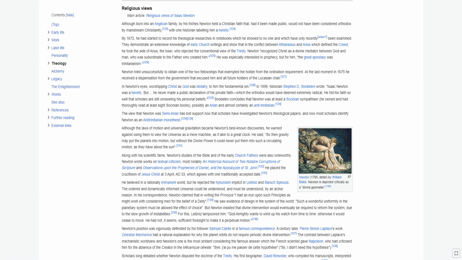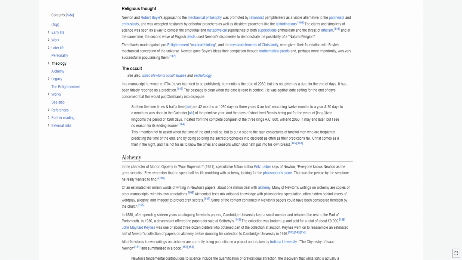Scholars long debated whether Newton disputed the doctrine of the Trinity. His first biographer, David Brewster, who compiled his manuscripts, interpreted Newton as questioning the veracity of some passages used to support the Trinity, but never denying the doctrine of the Trinity as such. In the 20th century, encrypted manuscripts written by Newton, and bought by John Maynard Keynes, among others, were deciphered, and it became known that Newton did indeed reject Trinitarianism.